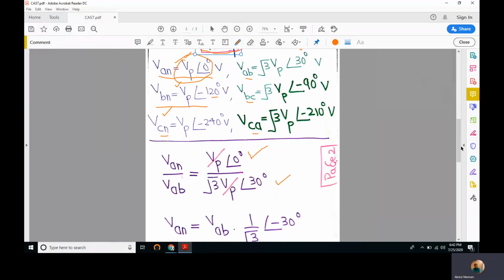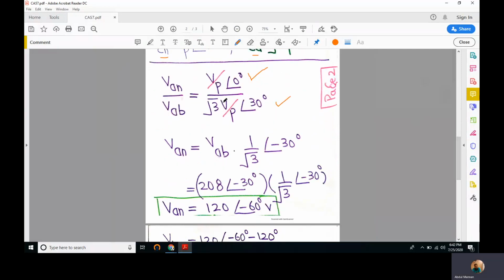Right. Now we can solve. This VP cancels with this VP, and VAB can be taken on the other side of the equation: VAN equals VAB times 1 over square root of 3. This 30 taken to the other side becomes minus 30 degrees.